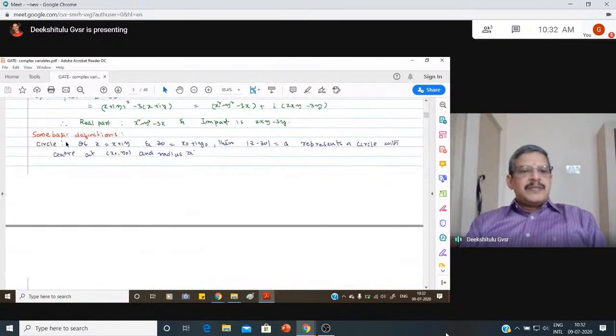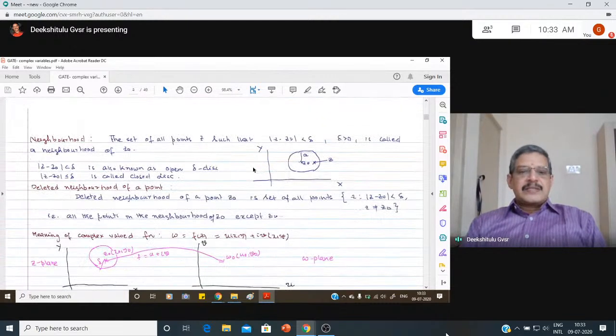Yes, then a circle is represented. What is a neighborhood? We need this neighborhood throughout our discussion on complex numbers. If z is equal to x plus iy and z naught is equal to x naught plus iy naught, then modulus of z minus z naught equals a represents a circle with center at x naught, y naught and radius a. So if you put z and z naught here, this becomes modulus of x plus iy minus x naught minus iy naught. So that is modulus of x minus x naught plus i into y minus y naught, that is x minus x naught whole square plus y minus y naught whole square is equal to a square, which is a circle centered at x naught, y naught.